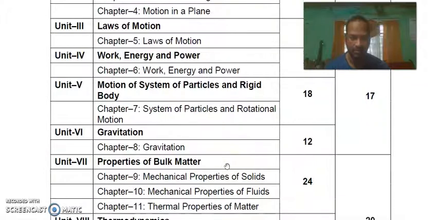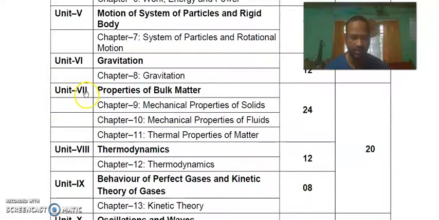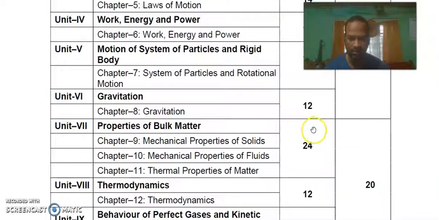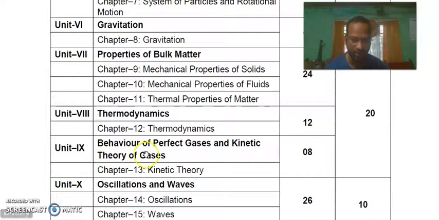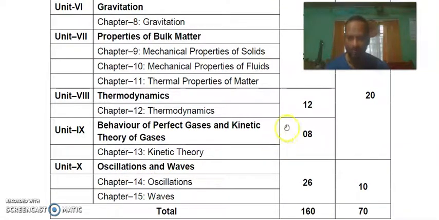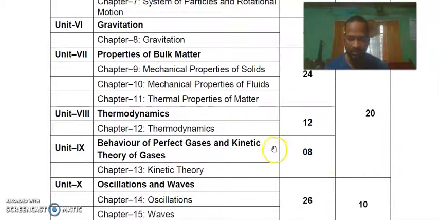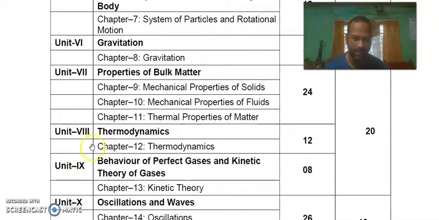Now, Unit 7 contains 3 chapters on properties of bulk matter: mechanical properties of solids, mechanical properties of fluids, and finally thermal properties of matter. Unit 8 is thermodynamics, which contains 12 periods. Then Unit 9 is behavior of perfect gases and kinetic theory of gases, where we discuss how molecules behave inside a gas. That contains 8 periods. The total marks coming from Units 7, 8 and 9 is 20 marks.